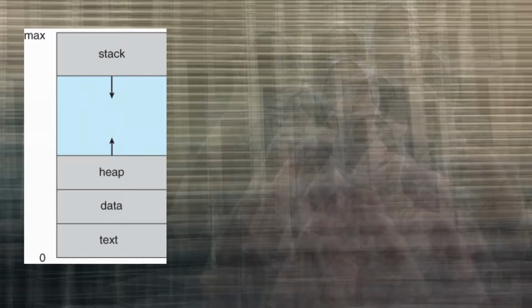The text section comprises the compiled program code, read in from non-volatile storage when the program is launched. The data section stores global and static variables, allocated and initialized prior to executing main. The heap is used for dynamic memory allocation and is managed via calls to new, delete, malloc, free, and so on. The stack is used for local variables.